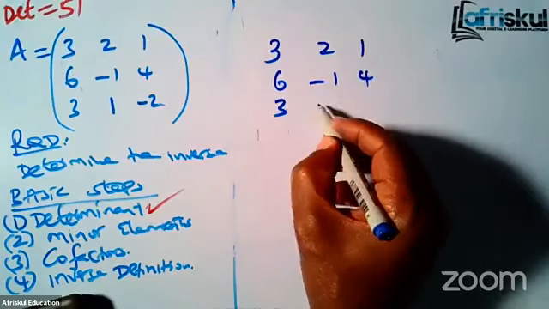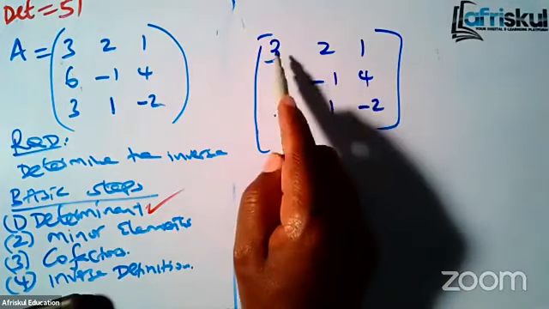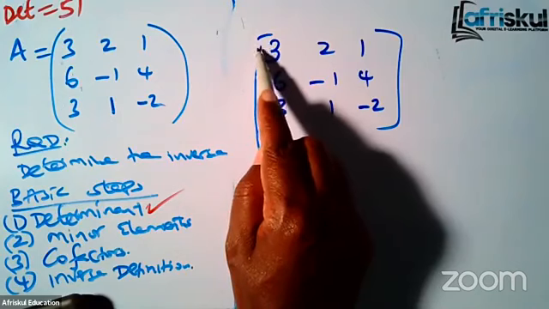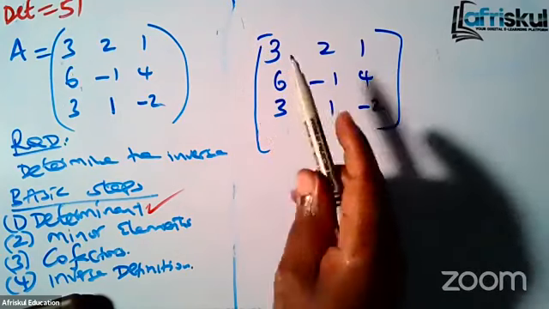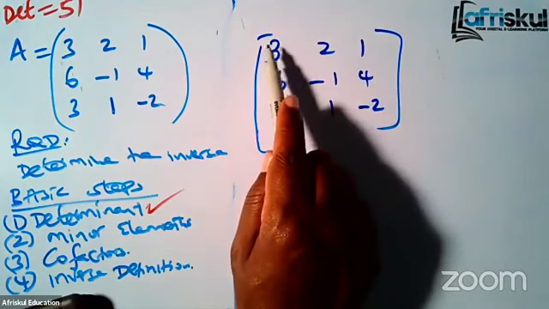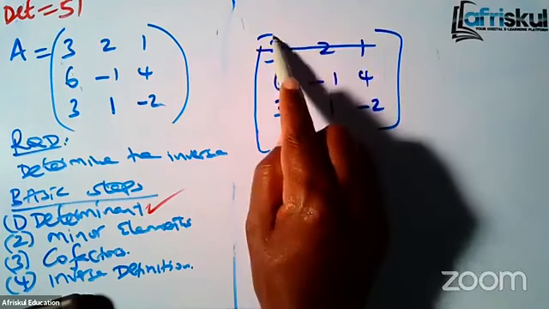Very easy. Come and write your matrix here. So we have 3, 2, 1. We have 6, -1, and 4. We have 3, 1, and -2, like that. So if they want us to give them the minor element of this value, what I will do is to hide the row which defines it and the column. So this value is in row 1. So you hide the row and you hide the column.